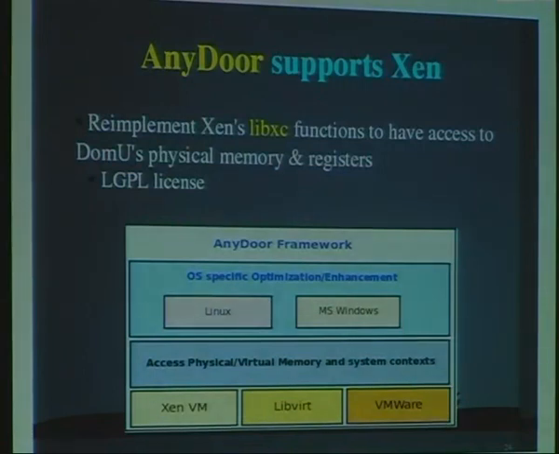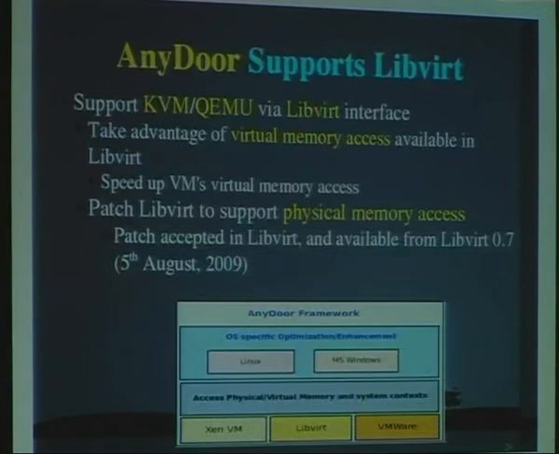AnyDoor supports Xen now, and we re-implemented some code from Xen for the Xen VM plugin. The Xen VM plugin can access the virtual memory, physical memory, and registers of the guest OS. The reason I re-implemented the functions from Xen to access those things is because I don't like the original license from Xen. It's GPL, so I re-implemented them so I can release them under a different license.